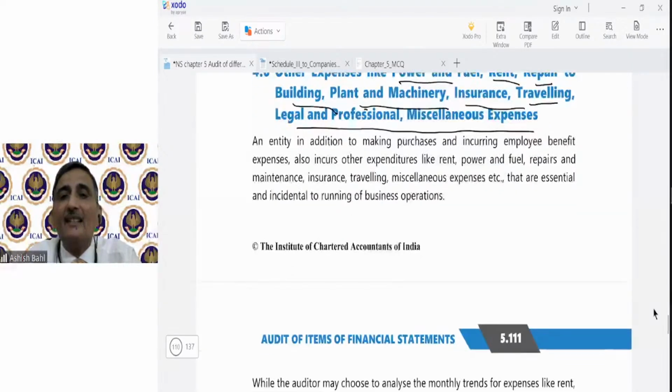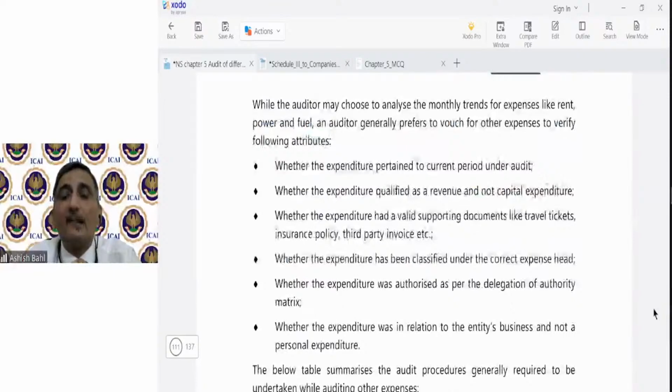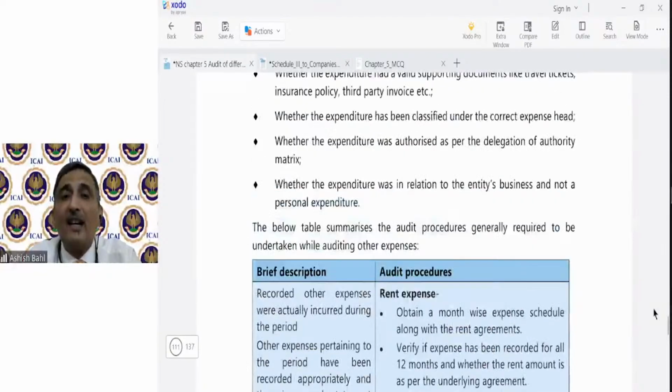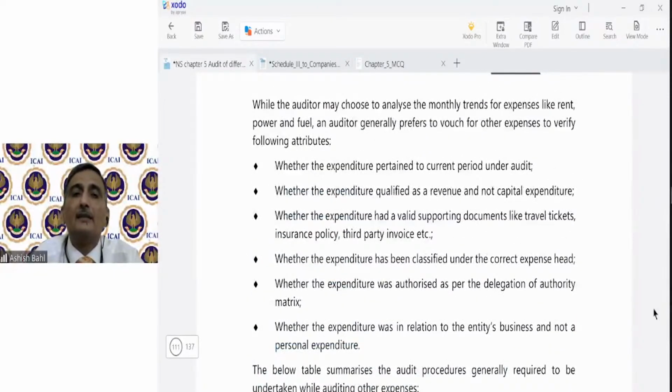So these are the usual things, students: whether the expenditure relates to the period under the audit. So you have to see the date. कोई बिल लास्ट ईयर का तो नहीं है, या कोई बिल अगले साल का इस साल में तो एंटर नहीं है. So again it would be giving comfort to the auditor about various assertions. Whether the expenditure, and this is an important point I've been telling you, qualified as revenue and not capital expenditure.